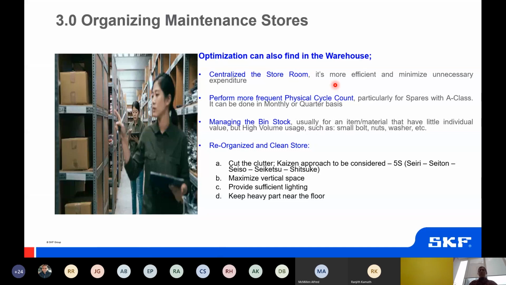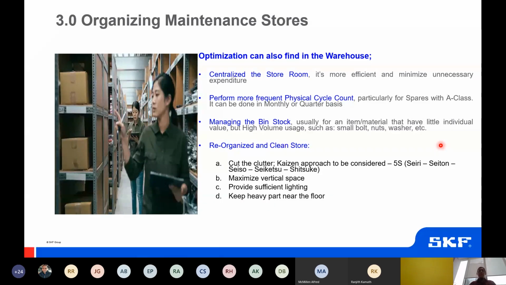The other one is performing the physical cycle count, particularly for spares in the A class, the high value spare parts. You might consider doing it on a monthly or even quarterly basis. Okay, so this is to avoid dead stock for high value items. And then try to manage bin stock for items and materials that have little individual value but high volume usage, you know, small bolts, nuts, washers. Okay, so this is something that you might also consider.